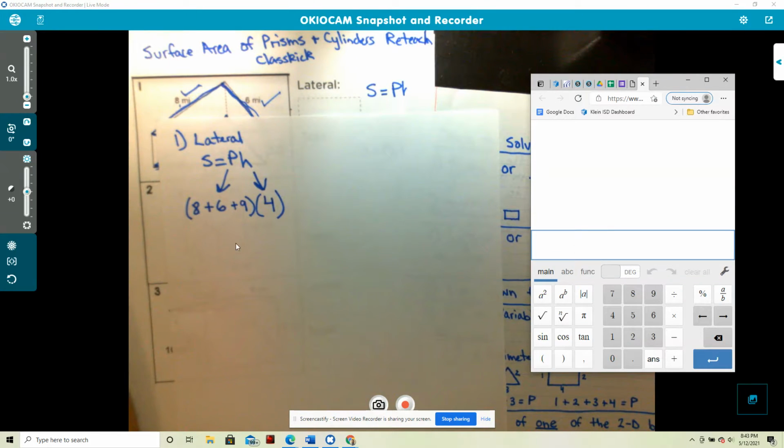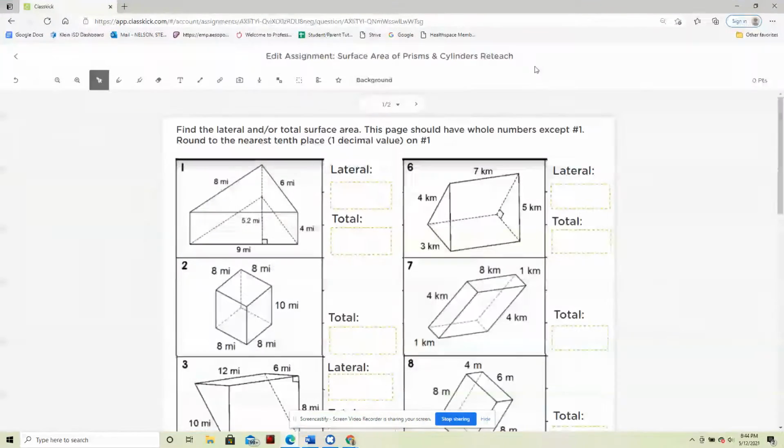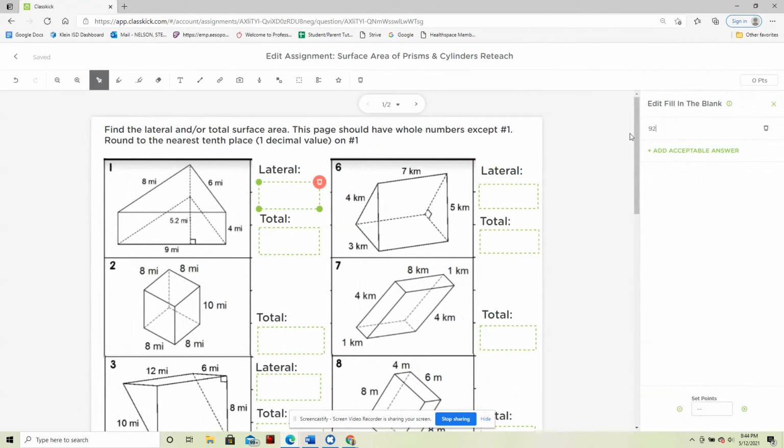All right, so we're going to type in exactly like this. Open parentheses, 8 plus 6 plus 9, close parentheses, open parentheses again, so that indicates multiplication whenever you have a close and an open, and then type in 4 and close parentheses. So for the lateral, we should get 92. So I'm going to go ahead and plug that in. Which it already is. So yeah, 92. So now finding the total.